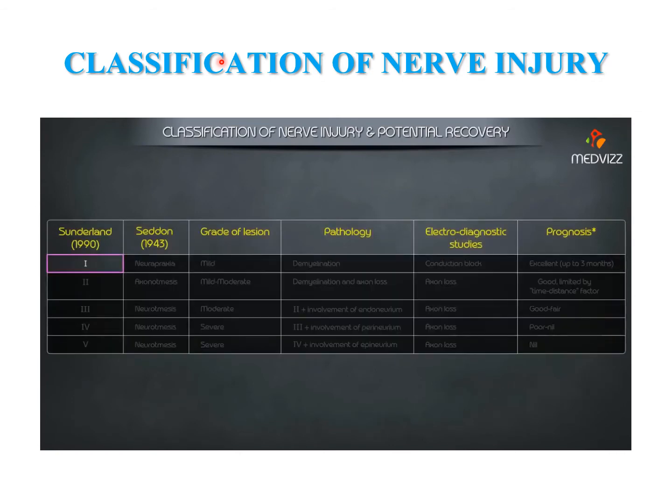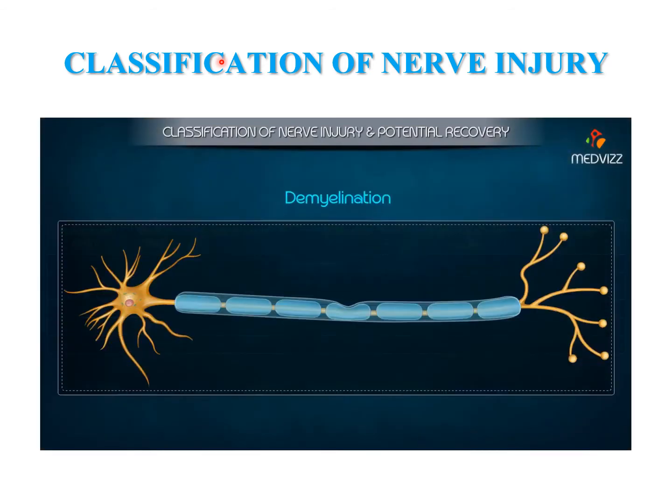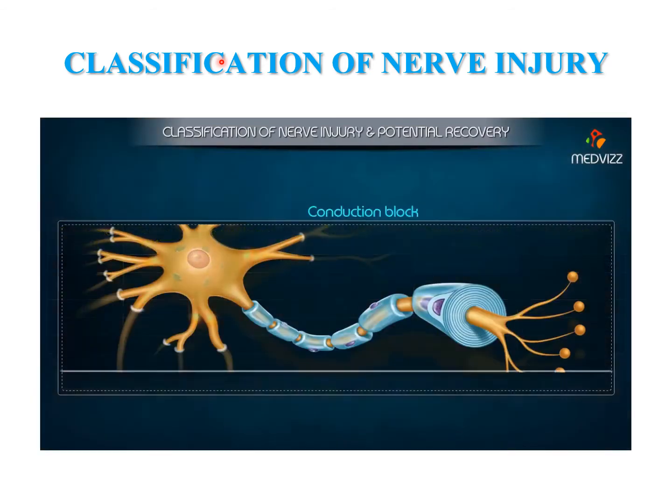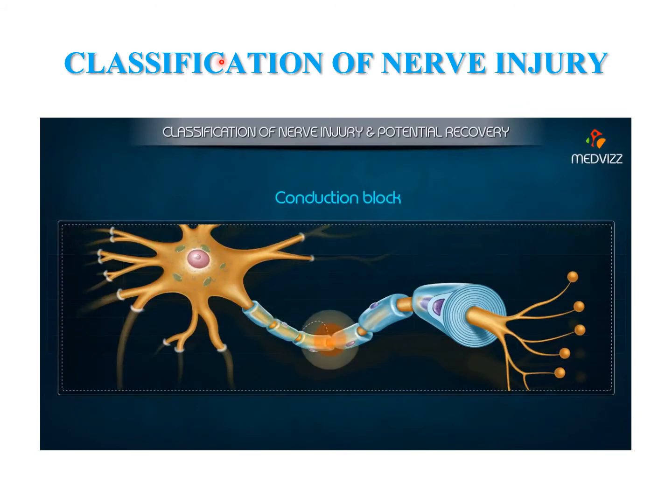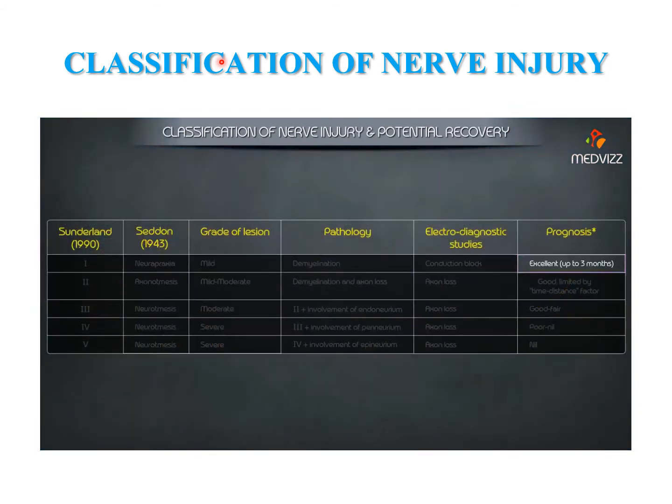Grade 1 in Sunderland classification corresponds to neuropraxia in the Seddon classification. The grade of lesion is mild. Pathology is demyelination. Electrodiagnostic studies show conduction block. Prognosis is excellent up to 3 months.